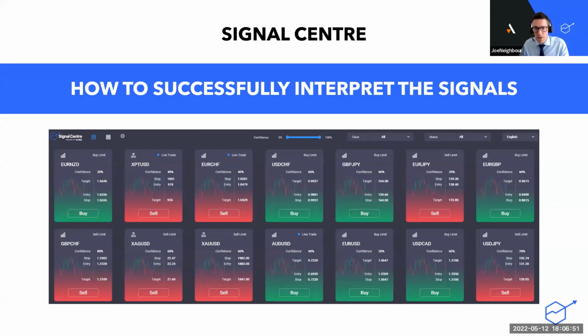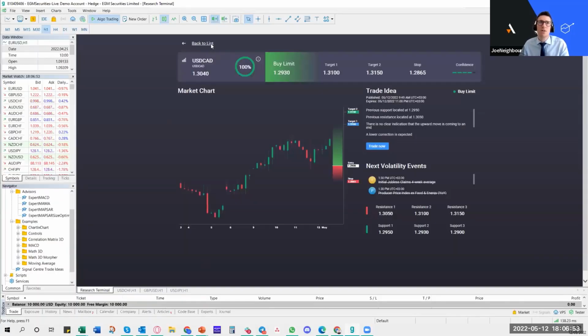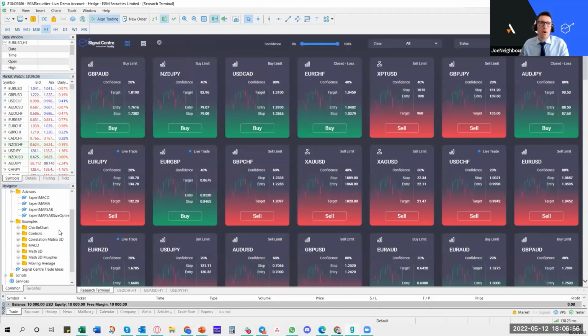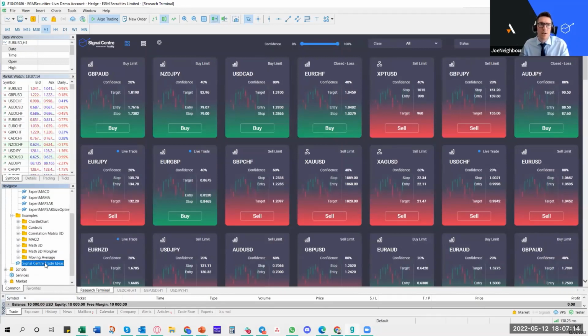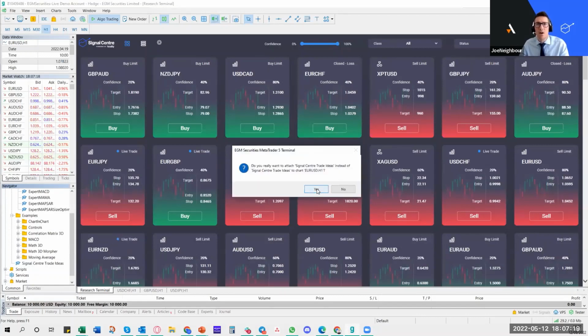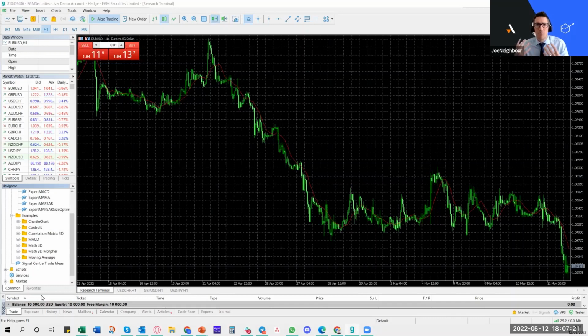So let me just bring up the MT5 platform, which hopefully you can see. Where you'll find the signal tool is in the Expert Advisors tab here on the left-hand side. Once you've installed it, which is very simple to do, you just click on the link and it will ask you to run the installer. Once you then refresh the experts page here, you will see the Signal Center trade ideas appear on the left-hand side. And it's simply a case of dragging that or double-clicking it on the chart, and then that will bring that up for you to access.